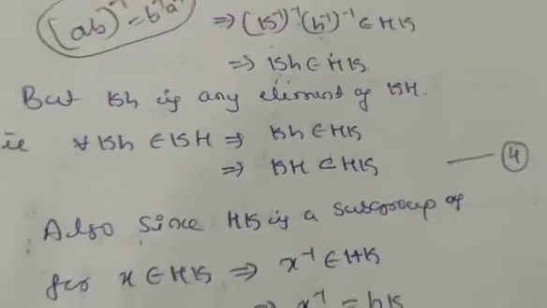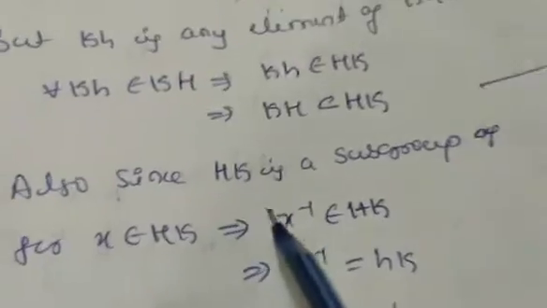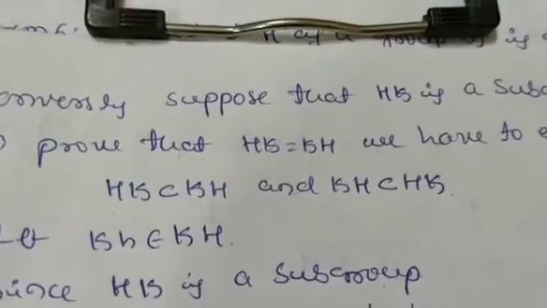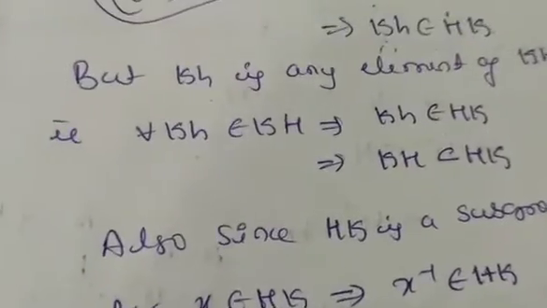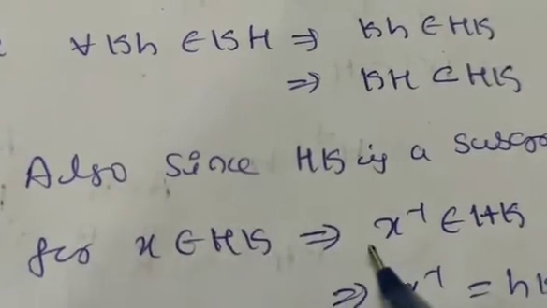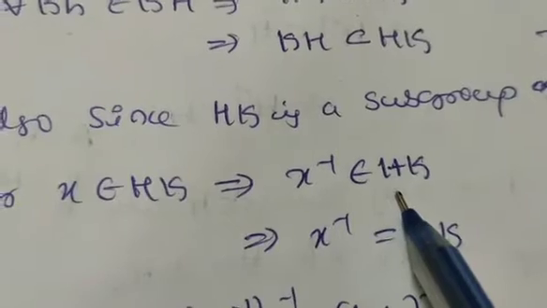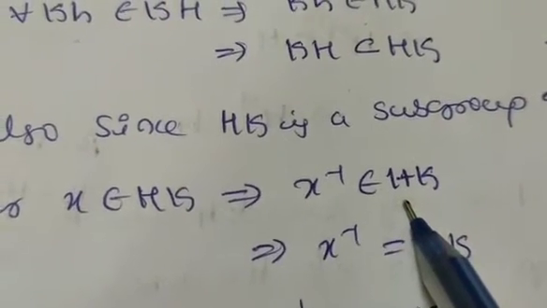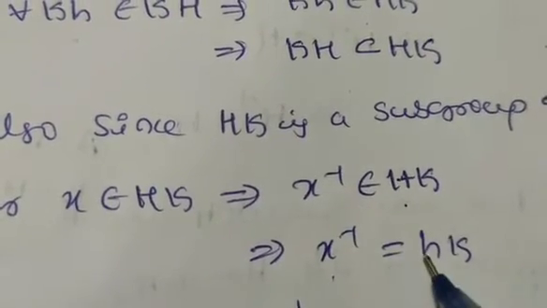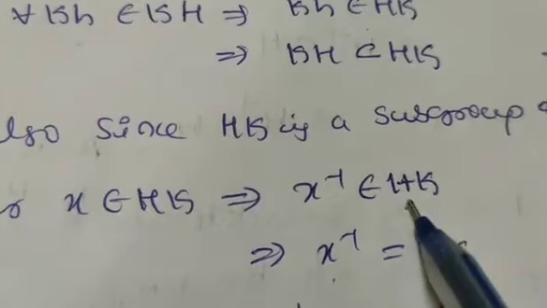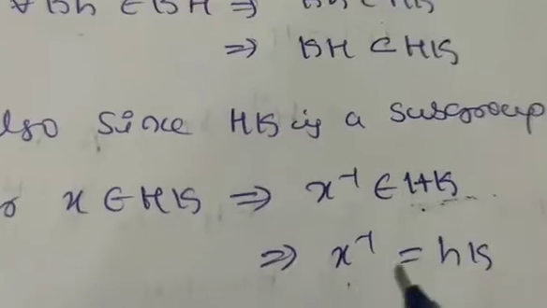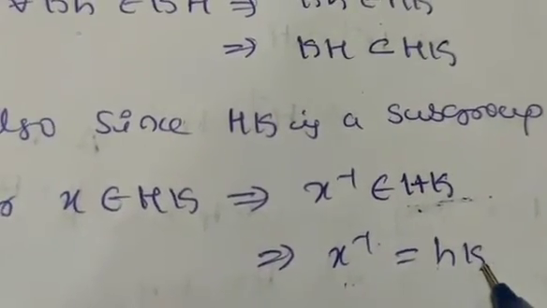Take this one as equation number 4. And also, suppose HK is a subgroup, as given here. Since HK is a subgroup, let us take some element X belongs to HK. This implies its inverse is also an element of HK, because it is a subgroup, meaning the inverse element is also present in it. So X inverse belongs to HK, meaning the element X inverse is in the form of H into K only. Let us take X inverse equals HK.